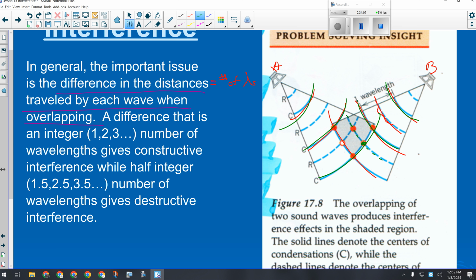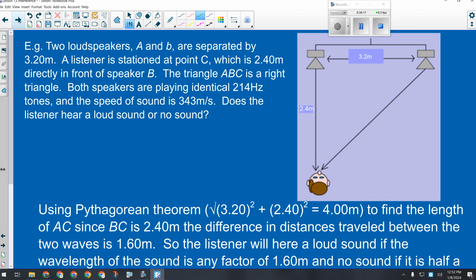So here's where the math and the geometry kind of come into play. I'd like you to copy this one down because we're going to use this as our example of a 2-speaker question, which you are definitely going to get on your unit exam. I'll give you a minute to get that one written down.